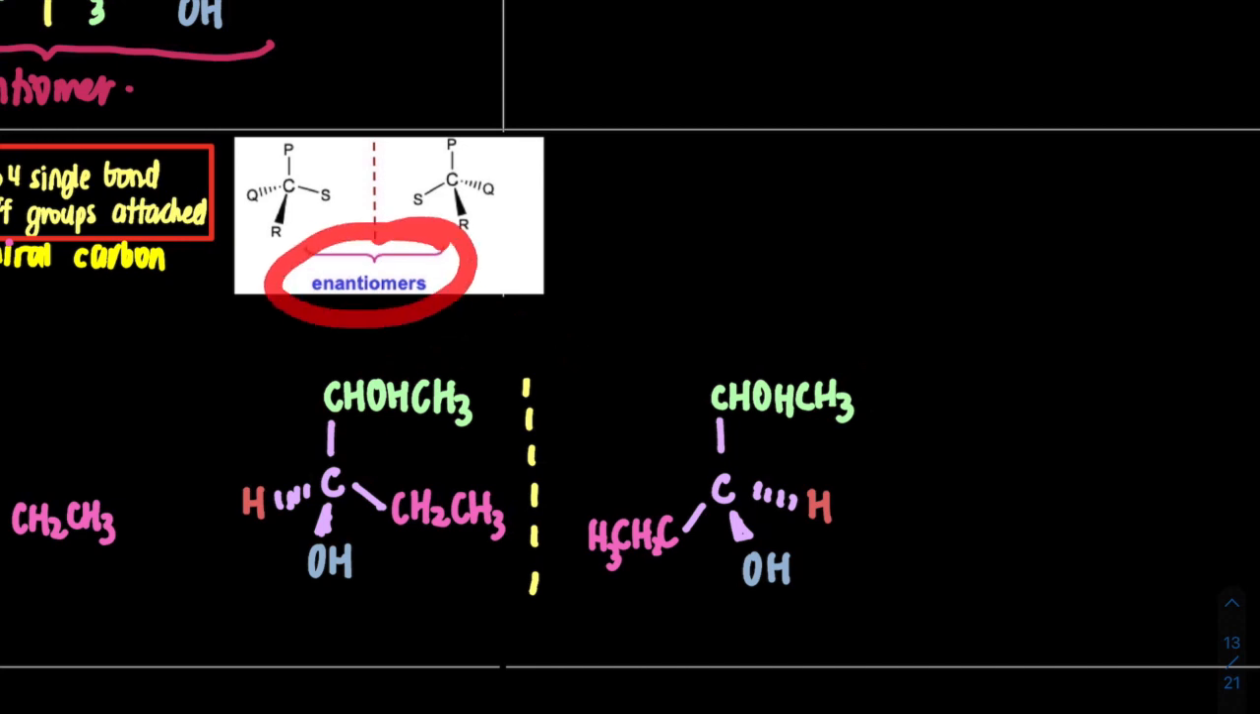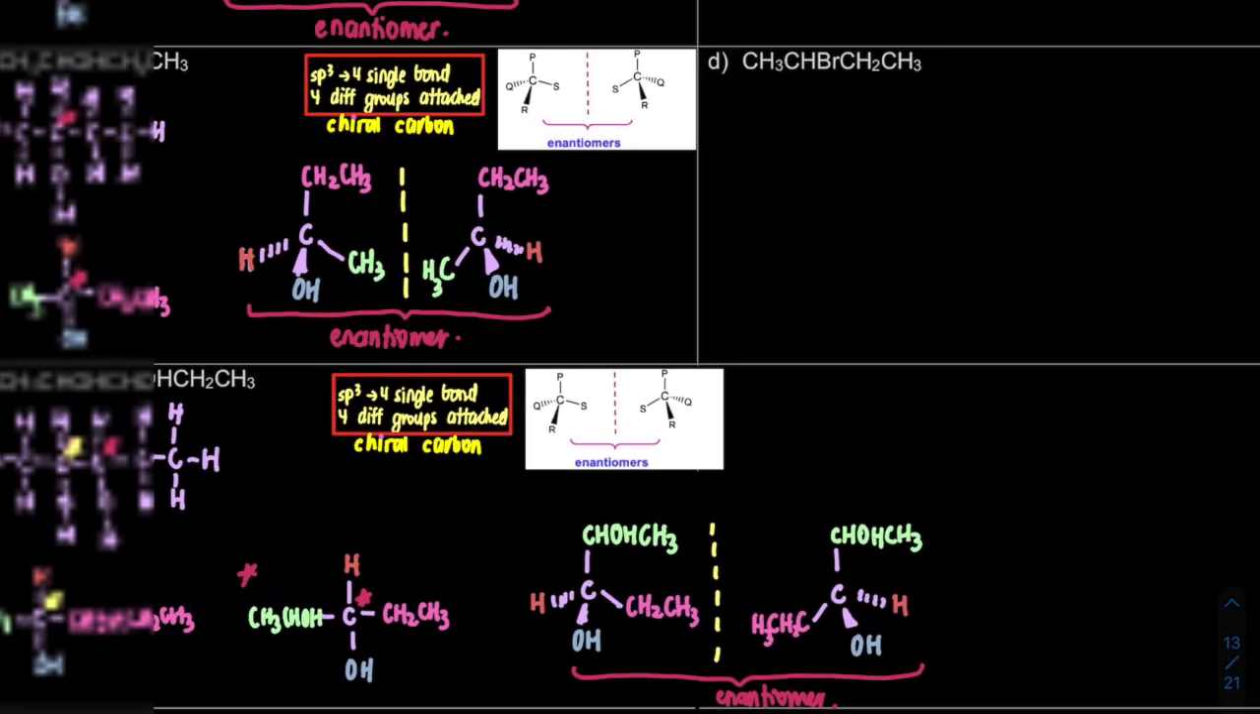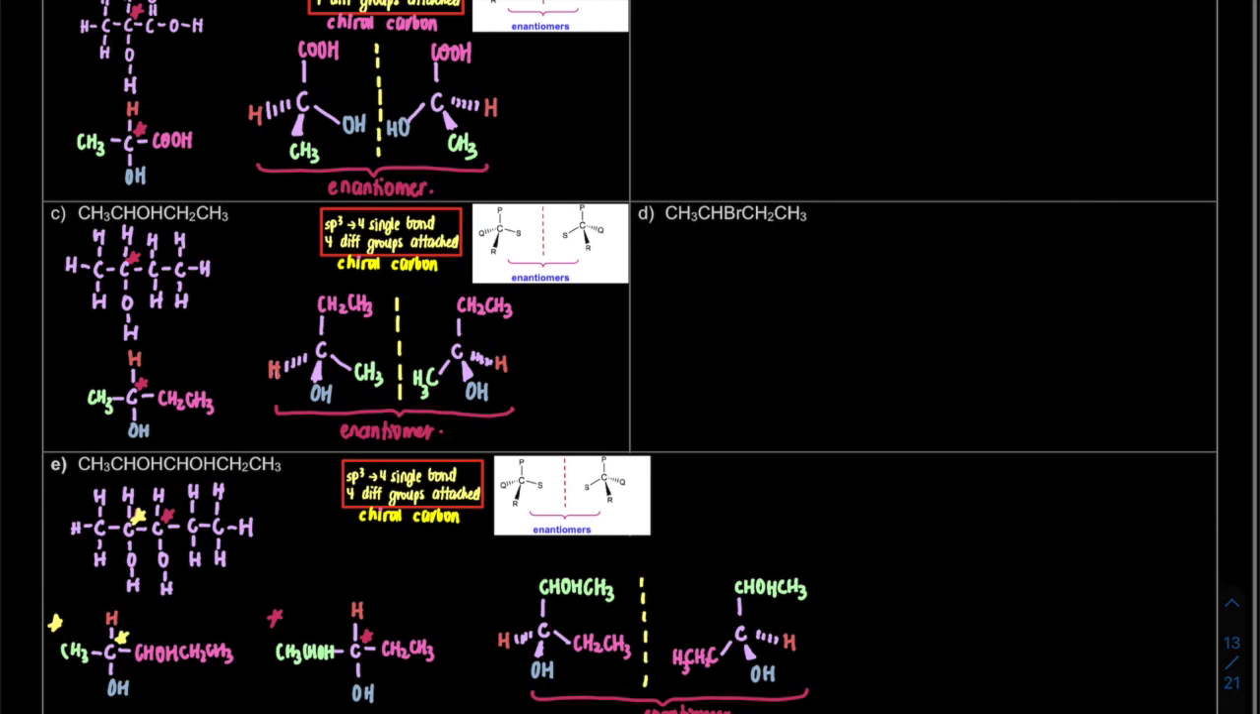Last but not least, don't forget to label the enantiomer. So that is for example E. For this example, I only drew the second one. For examples B and D, you should try yourself.